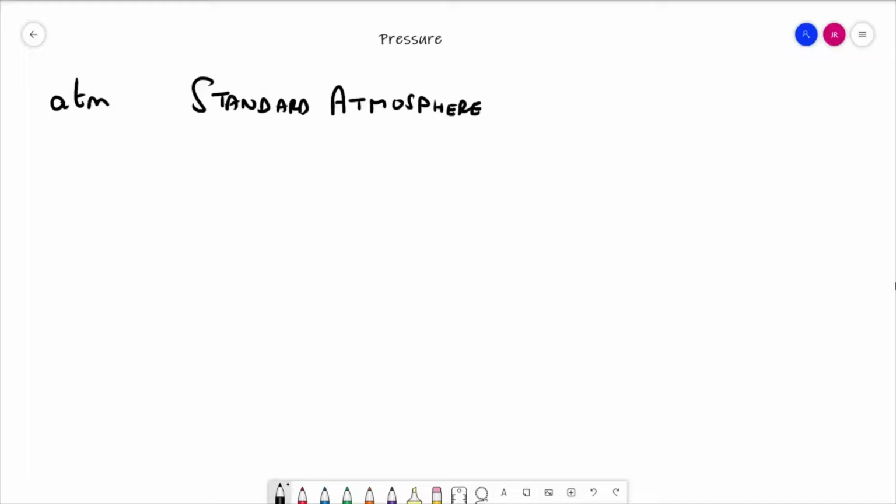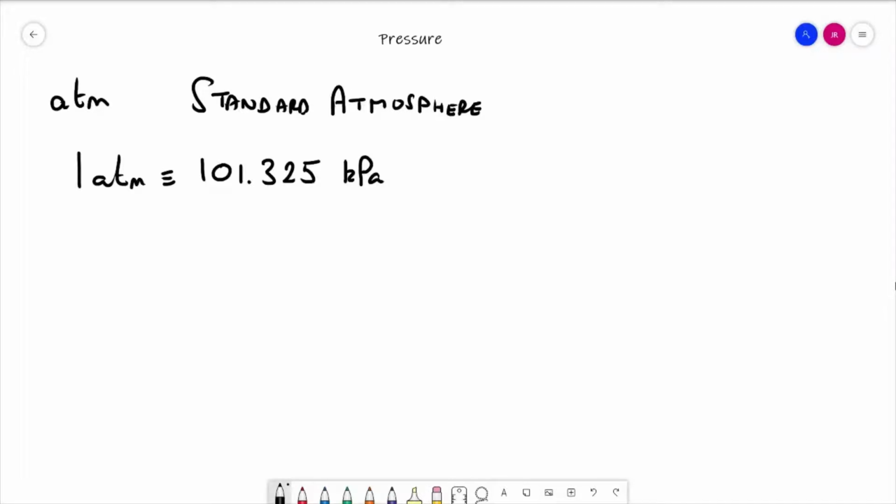Now, the conversion is relatively straightforward. 1 atmosphere is 101.325 kilopascals. Okay, so just over 100 kilopascals. That's just over 10 to the 5 pascals. So that's a relatively easy unit to understand.